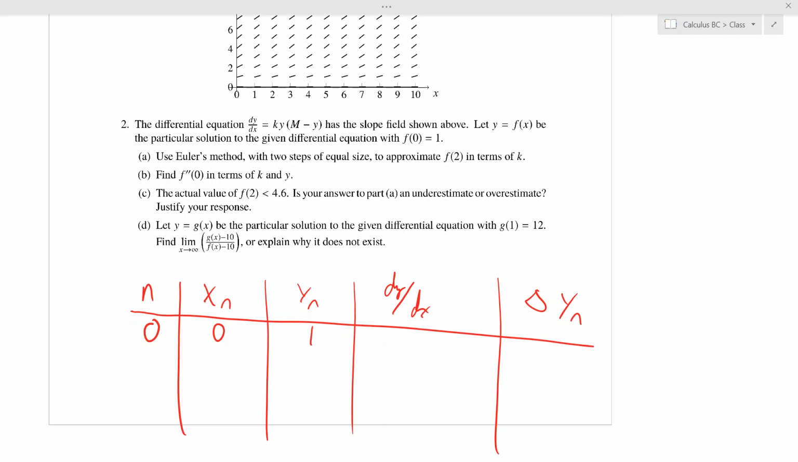In terms of k, you're supposed to know what m is. Let me read this again here. dy/dx is ky(m minus y), has a slope field, and so on. Let y equal a particular solution to this, with f(0) equals 1. Where's the method of 2 steps? Okay, yeah, so you're supposed to know that m is 10.